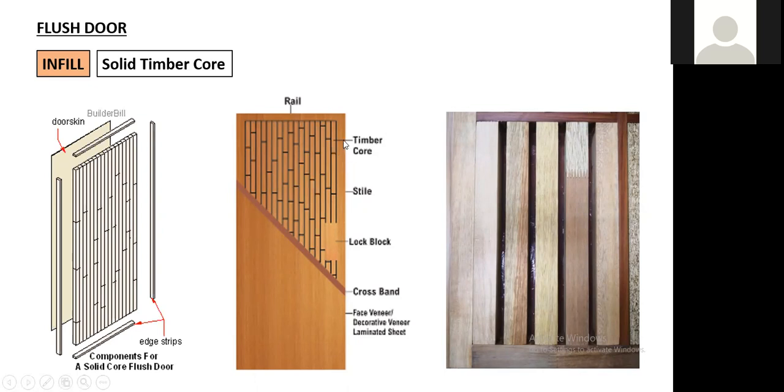So they will just assemble and then arrange it in a way that it will fill up this empty core here. Okay, so this is called a solid timber core door. Okay, so they have crossband. Sometimes they crossband like that. Sometimes they have a crossband horizontally.